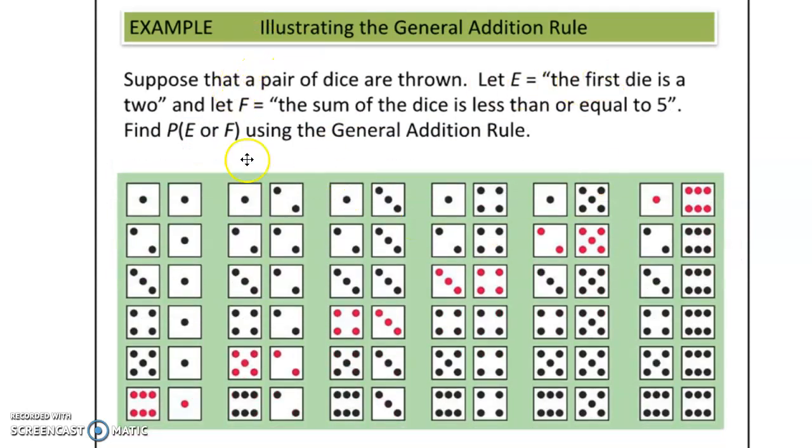Suppose that a pair of dice are thrown. These are all the different possibilities, or these are all the different outcomes that could happen when two dice are thrown. E is the first die is a 2, and F is the sum of the dice is less than or equal to 5. In order to find the probability of E or F, you could either look at the sample space, this is the sample space here, and try to figure out how many of these match the two rules, or you could use the general addition rule. Pause the video and try to use the general addition rule and then come back to see if you did it right.